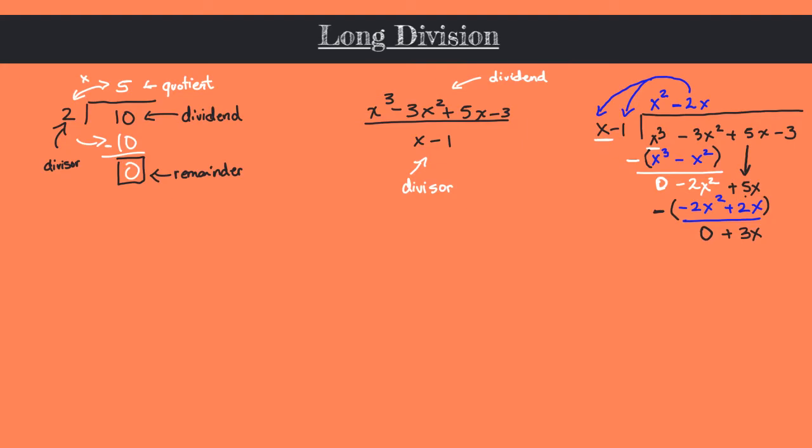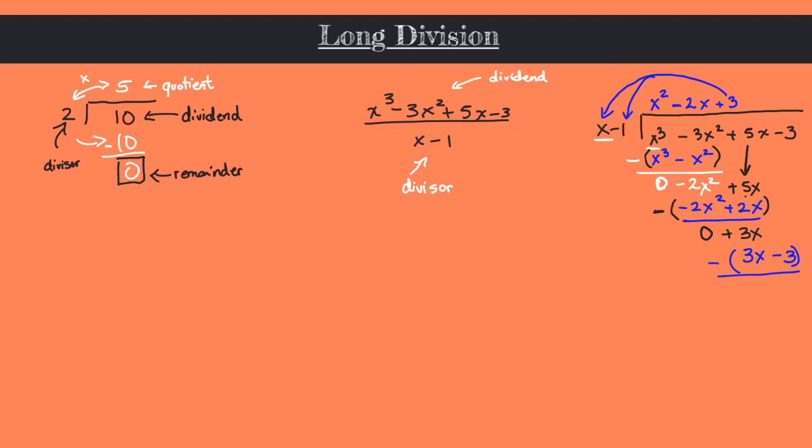Now we're going to repeat the same process again that we did earlier. 3x divided by x is 3. Then we're going to multiply 3 by every term in our divisor. When we do that, 3 multiplied by x is 3x. 3 multiplied by -1 is -3. And then we go ahead and we subtract.